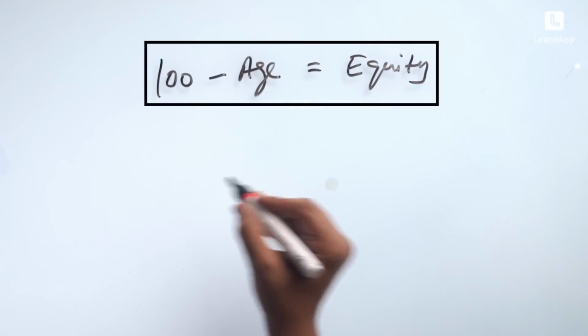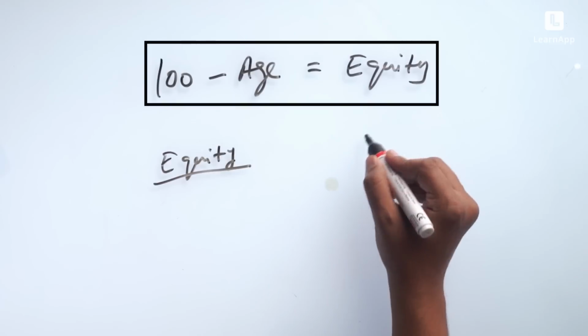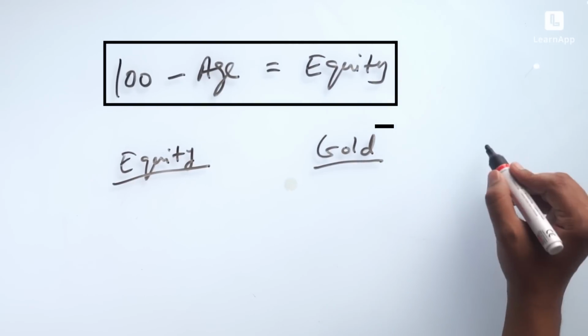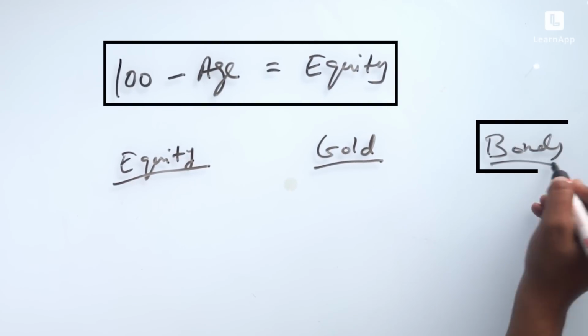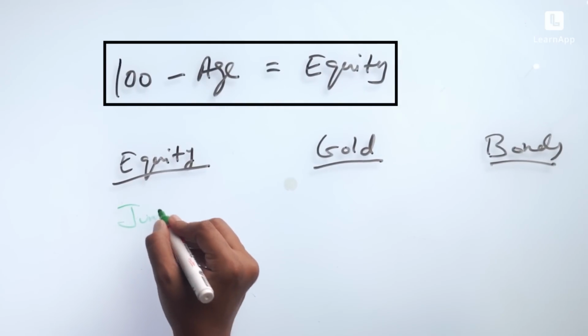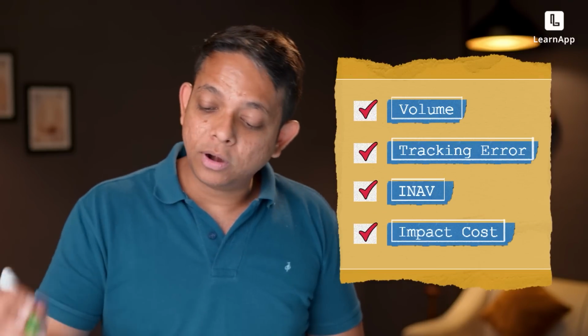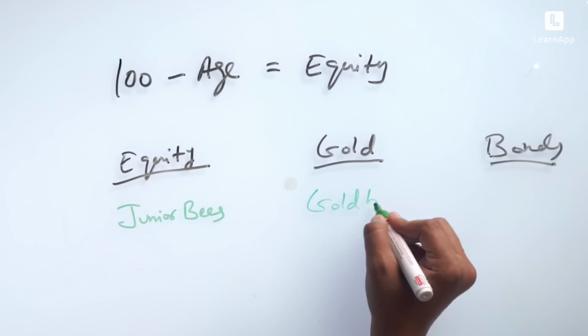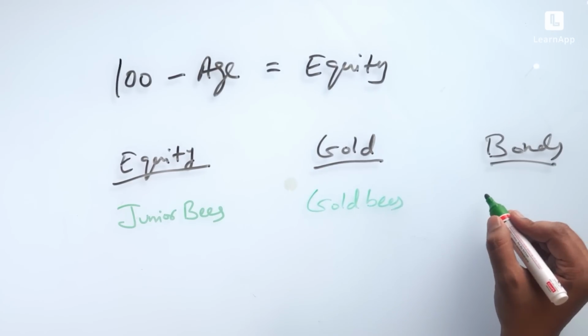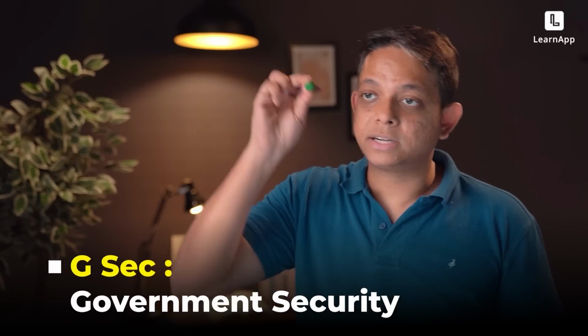So how will we do that? Equity, and then we have gold, and then we have bonds. And I'll tell you exactly what ETFs work over here. So in equity, we're going to do Junior BeES. Junior BeES, we've actually checked all of the volume and all that stuff. It's completely fine. Just remember everything we learned today. For gold, we have Gold BeES. And for bonds, we have 5-year GSEC. Remember, GSEC means government securities.